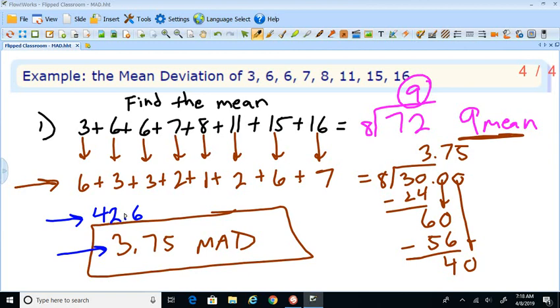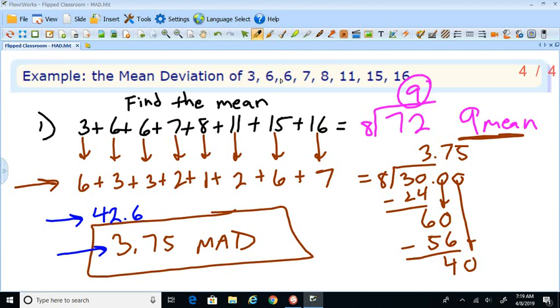Is it a good thing or a bad thing? Well, it all depends on your context. Depends on what you're trying to figure out and what you're looking at. But that's how you compare data sets to one another. Since MAD is a measure of variation, you're looking at how spread out the data is.